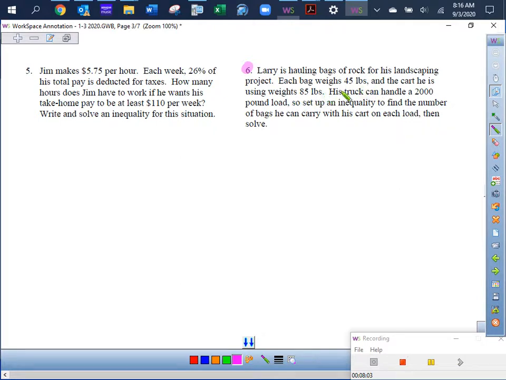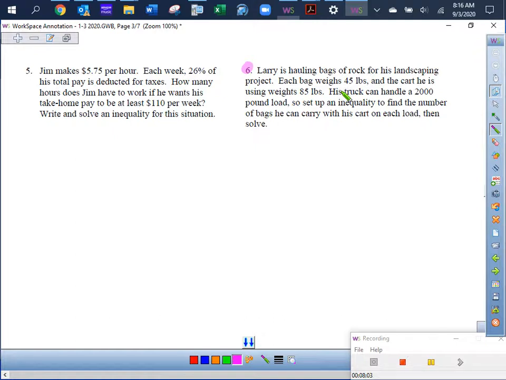You're going to see thousands of problems very similar to this, so please ask a question if you have it. But Larry's got a pickup truck. He's going to put all these different bags of rock in there. But he's also got one cart, so when he unloads them from his truck, he's going to put them all in the cart and then roll it to where he needs to go. Does that kind of make sense? So he's got a cart on the truck, and he's got all kinds of bags of rock. Each bag weighs 45 pounds, but the cart weighs 85 pounds.